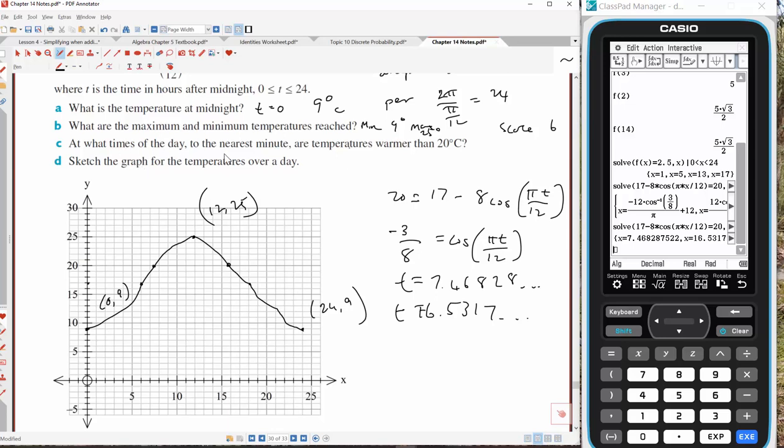All right, so at what times of the day? This needs to be put into a time. So this is going to be 7 hours after midnight. So that's 7.